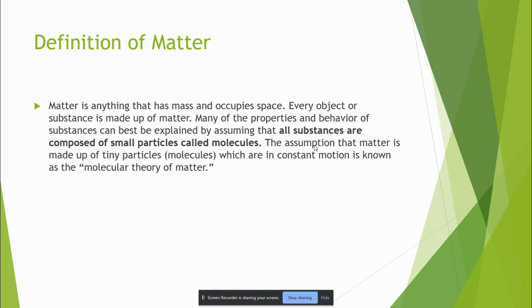From what we have here, the definition. We discussed this in the previous video. Matter is anything that has mass and occupies space, in the sense that it has volume. So every object or substance is made up of matter. You know that already. Many of the properties and behavior of substances can best be explained by assuming that all substances are composed of small particles called molecules. This is where we are going today.